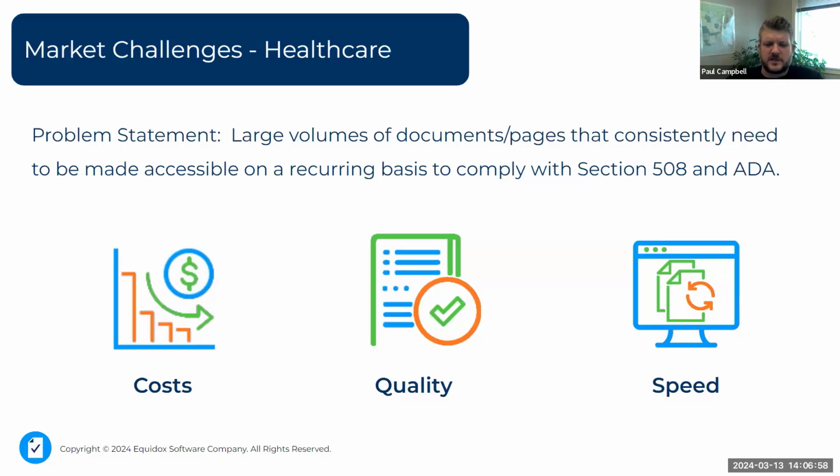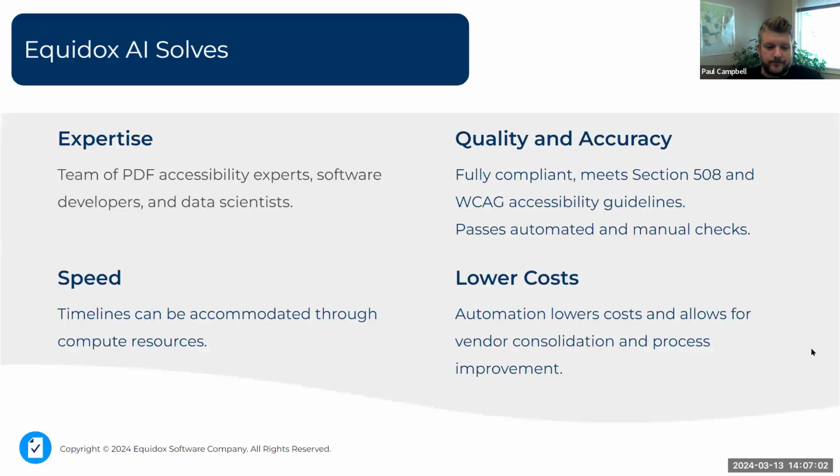So, because of these things, we wanted to create a better way to solve for these challenges, and we did. Our experts, our data scientists, developers, and remediation experts have found a way to truly automate the PDF accessibility process for many of the healthcare use cases involving high volumes of documents and pages. Equidox AI automation allows good quality, usability, and compliance every single time because of our unique model creation, which Dan will get into shortly.